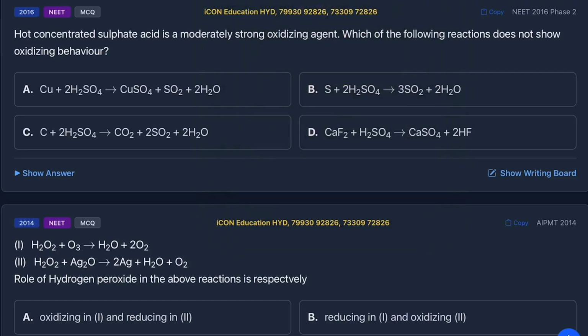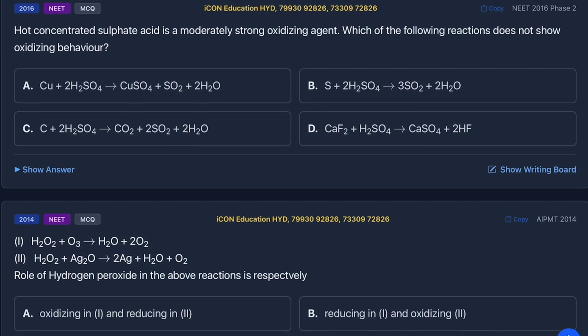Okay. So an oxidizing agent works by increasing the oxidation state of another substance, while its own oxidation state decreases.